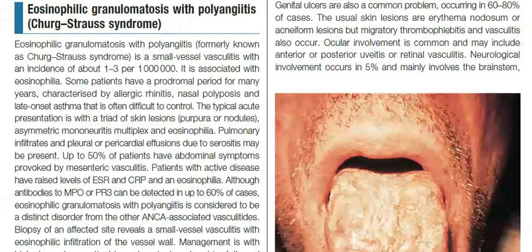Up to 50% of patients have abdominal symptoms provoked by mesenteric vasculitis. Patients with active disease have raised levels of ESR and CRP and an eosinophilia. Although antibodies to MPO or PR3 can be detected in up to 60% of cases, eosinophilic granulomatosis with polyangiitis is considered to be a distinct disorder from the other ANCA-associated vasculitis.